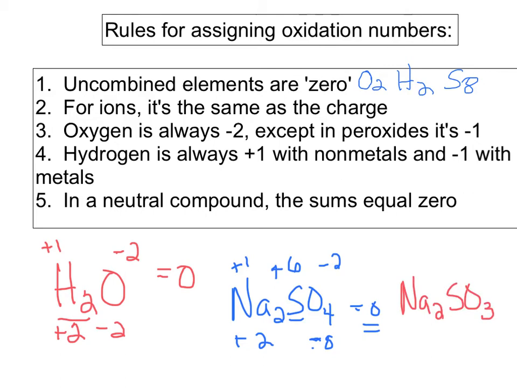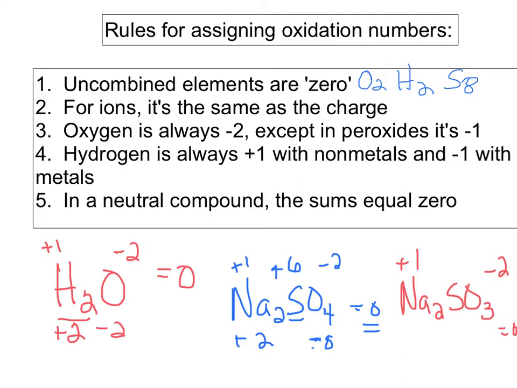Now for sodium sulfite, let's apply these rules once again. The sodium, since it's an ion, is going to have an oxidation number the same as its charge, which is a +1. The oxygen has a rule that it's always a -2, so we'll go ahead and assign that. We know the sum of the oxidation numbers has to be 0, and so we will determine what the sulfur is going to have an oxidation number of.